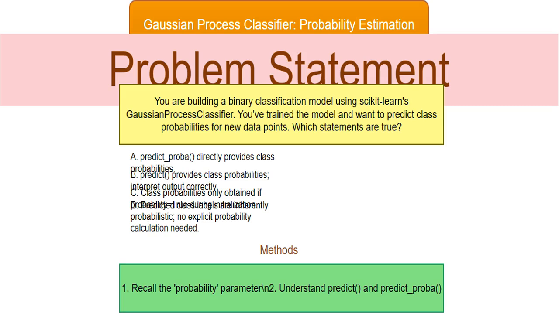I am building a binary classification model using Sklearn's Gaussian process classifier. I want to predict class probabilities for new data. The quiz asks which statements about getting class probabilities from this classifier are true.